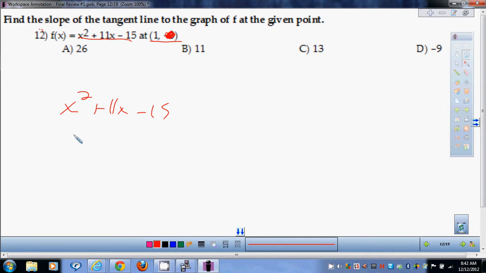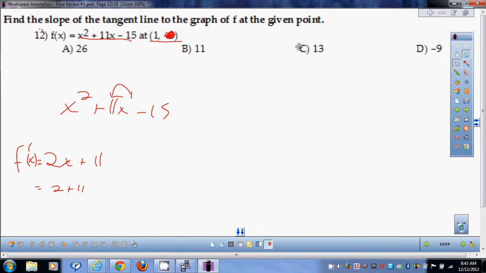Finding a derivative, what do you do? Bring down the exponent, reduce it by 1. Bring down the exponent, so 11 times 1 is just 11. Reduce it by 1, so now there's just nothing. And what happens to anything without an x? It goes away. So this is our derivative function. Now all we need to do is plug in 1. So that's 2 plus 11, which is 13.